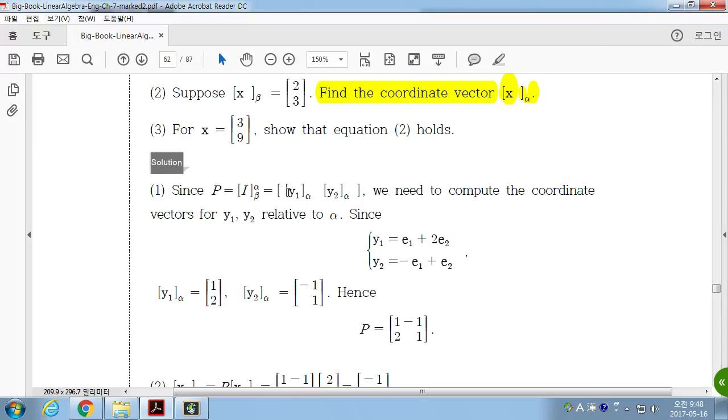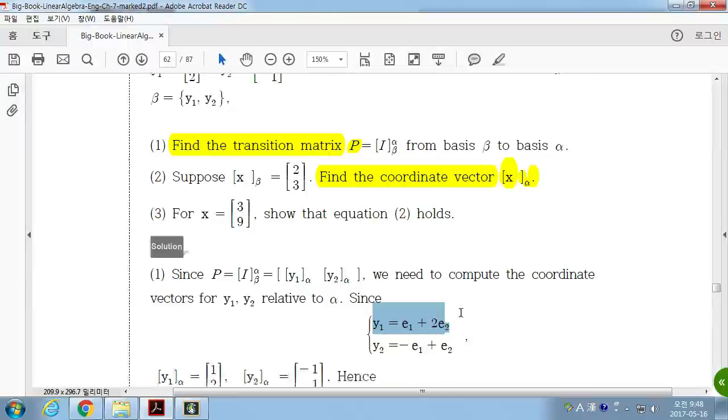First column of this P is this. This comes from beta to alpha, so at the end it should be with the alpha like this. So the first column is this, and second column is this. How do you find it? So Y1 should be written as a linear combination with the standard basis. Okay, what is this?